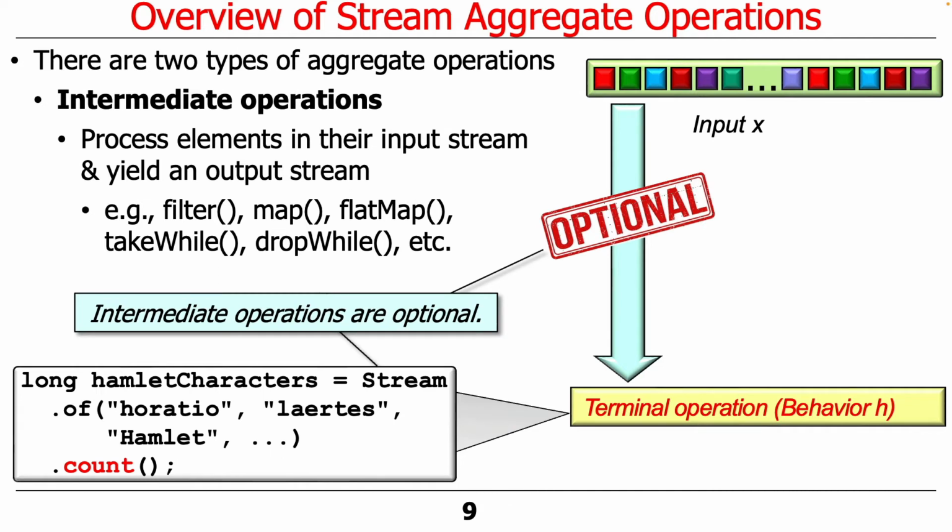Interestingly enough, intermediate operations are optional in a stream. So you could have a stream that has a factory method to create a stream, and then you could immediately jump to a terminal operation, which we'll talk about in a second in more detail.